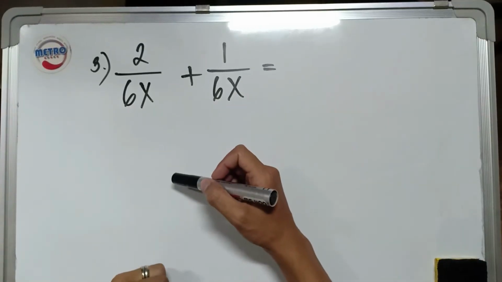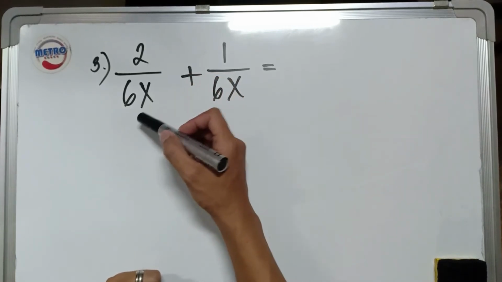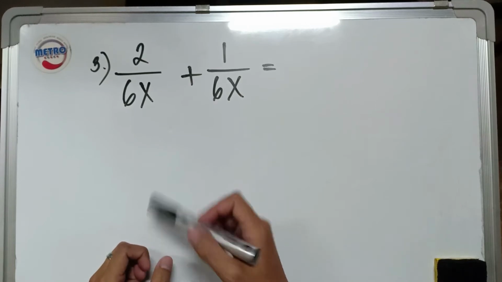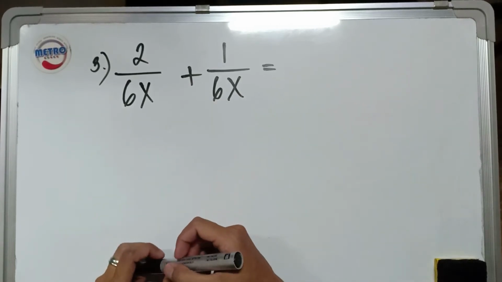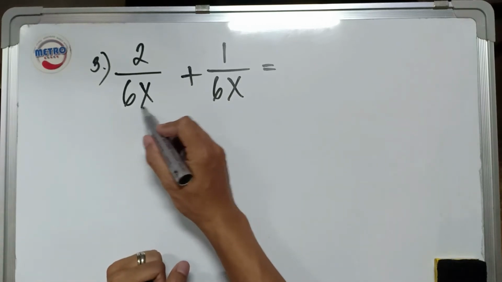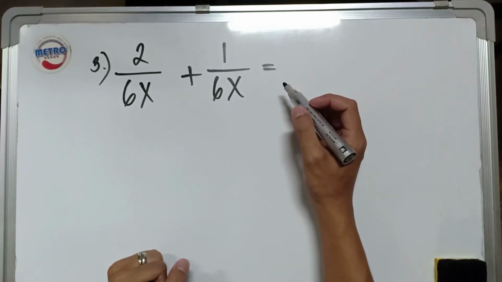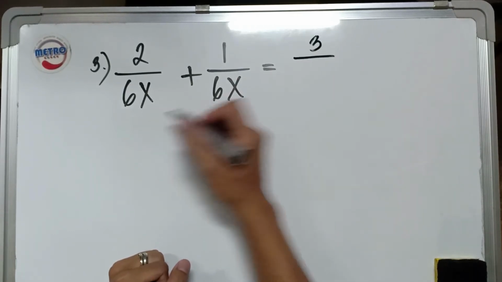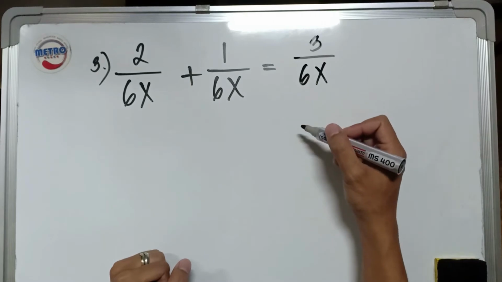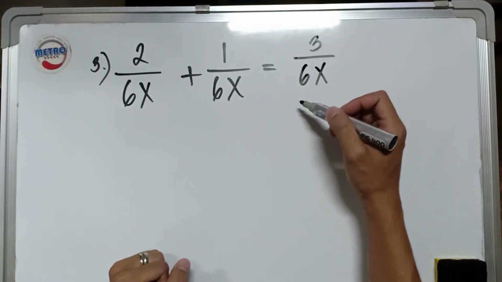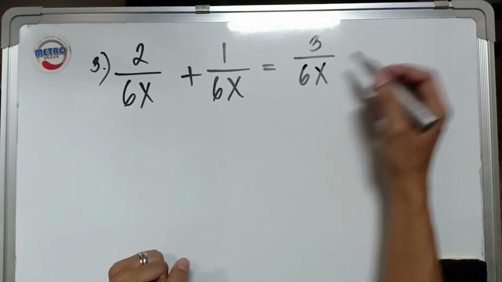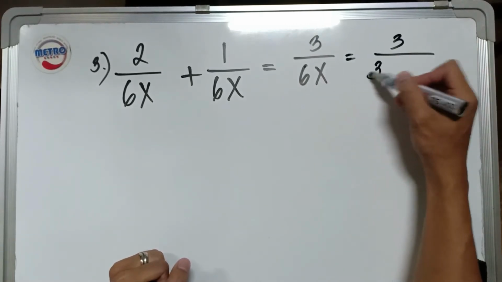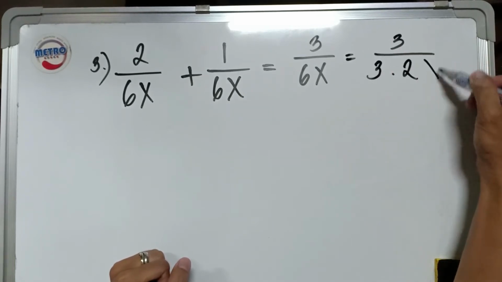Let's have the third example. 2 over 6x plus 1 over 6x. Again, when adding fractions, check if the denominators are the same. In this case, the denominators are the same. So we simply combine the numerator, 2 plus 1. Then copy the denominator, 6x. Then, this 3 over 6x can still be simplified. So copy 3. 6 can have factors of 3 times 2. Then copy the variable x.